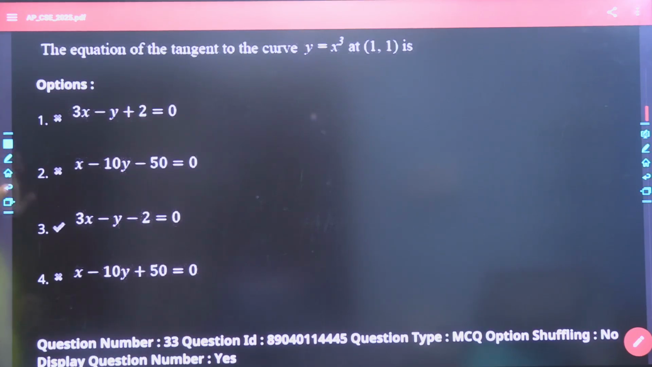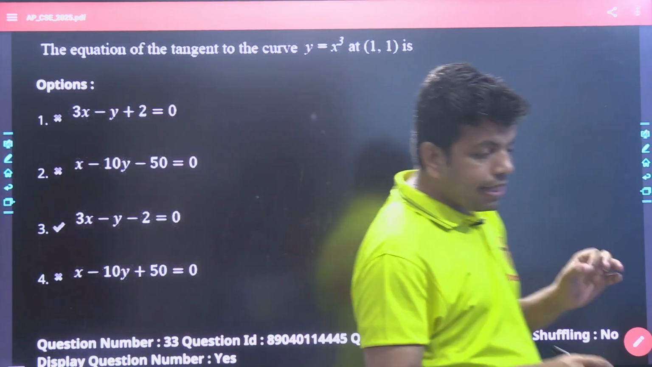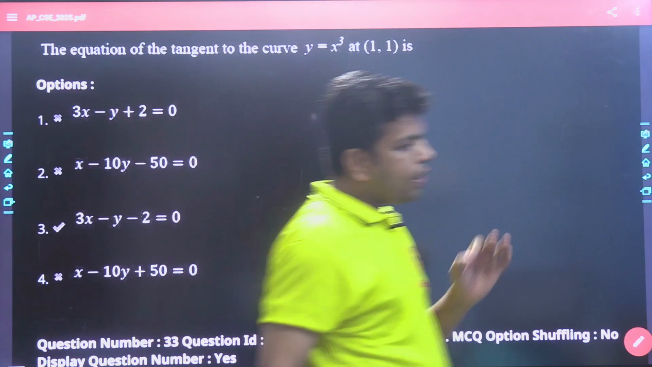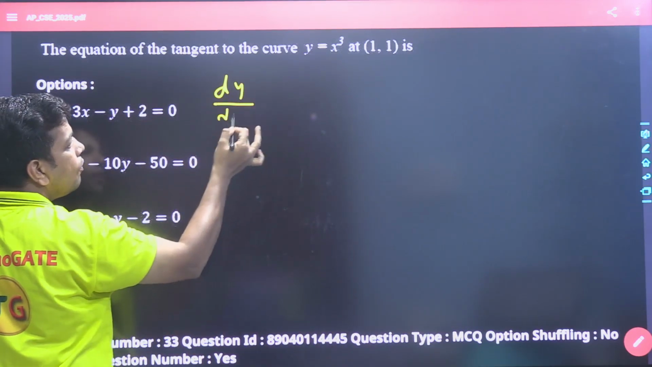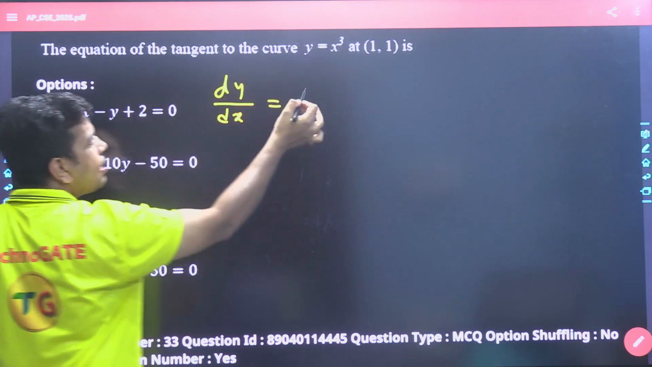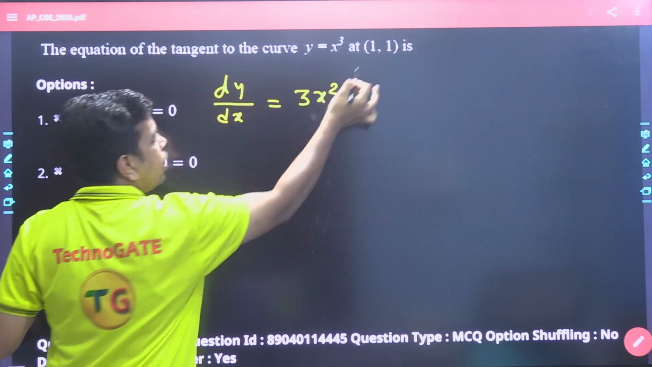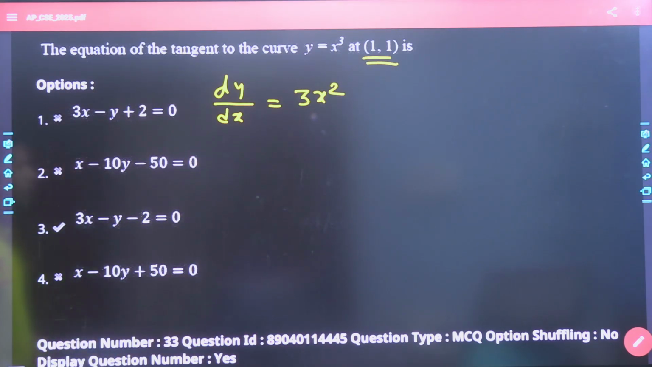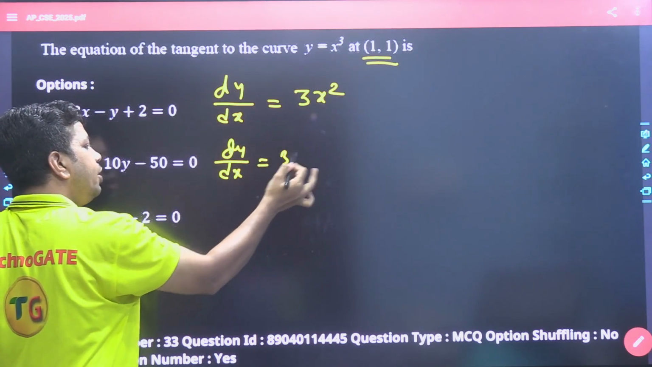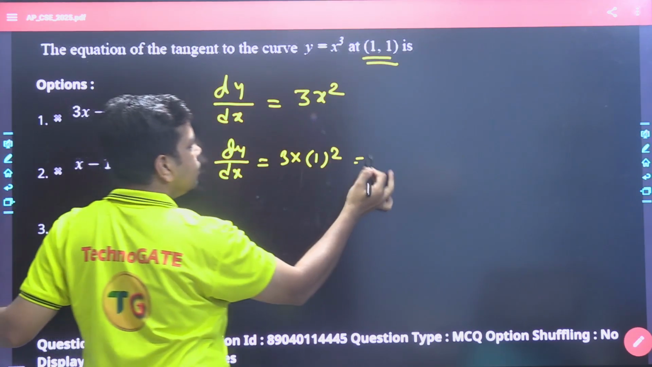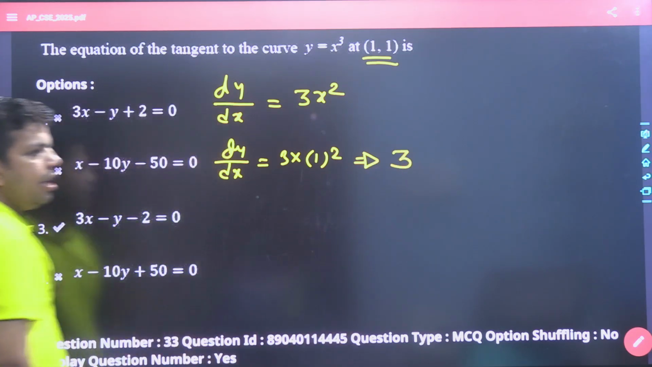The equation of tangent to the curve y equals x cube at 1 comma 1 is. So we need to compute the equation of tangent to the curve. First of all, take the differentiation of this with respect to x. So dy by dx equals 3x square. You need to compute that value at 1, 1. So 3 into 1 square, so it becomes 3 only.